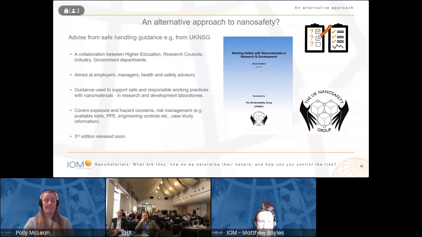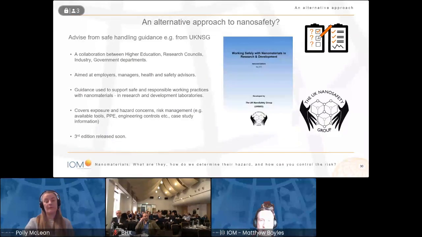Next slide, please. So there's lots of guidance which we've already made you aware of, and this is something else which is, I guess, a slightly more holistic and pragmatic overview of a safe handling procedure. It's put together by the UK Nano Safety Group, which is a collaboration between higher education and research councils and industry groups and government departments. And it's really aimed at any number of people, including employers, managers, health and safety practitioners, but also those directly working in the lab. And it's guidance that gives support in the safe and responsible working practices with nanomaterials.